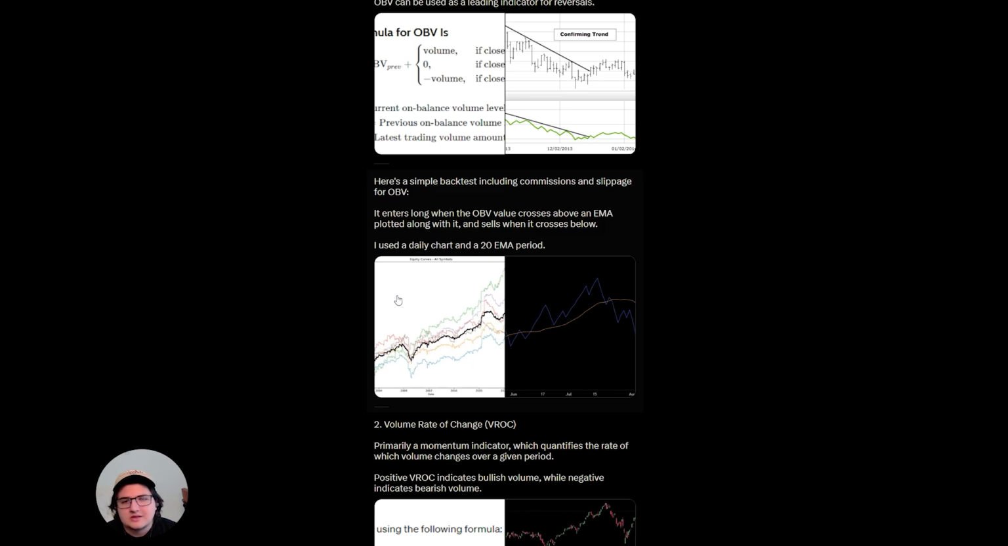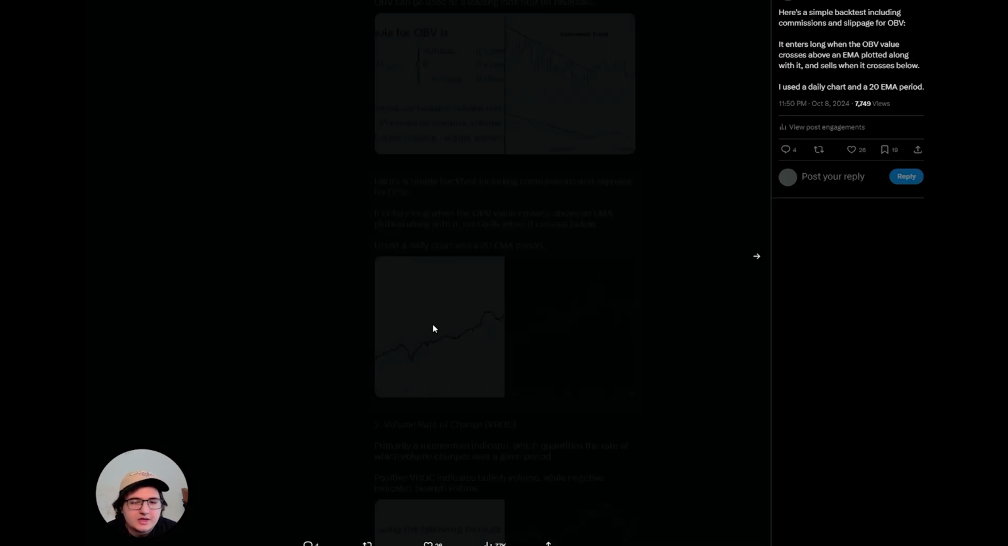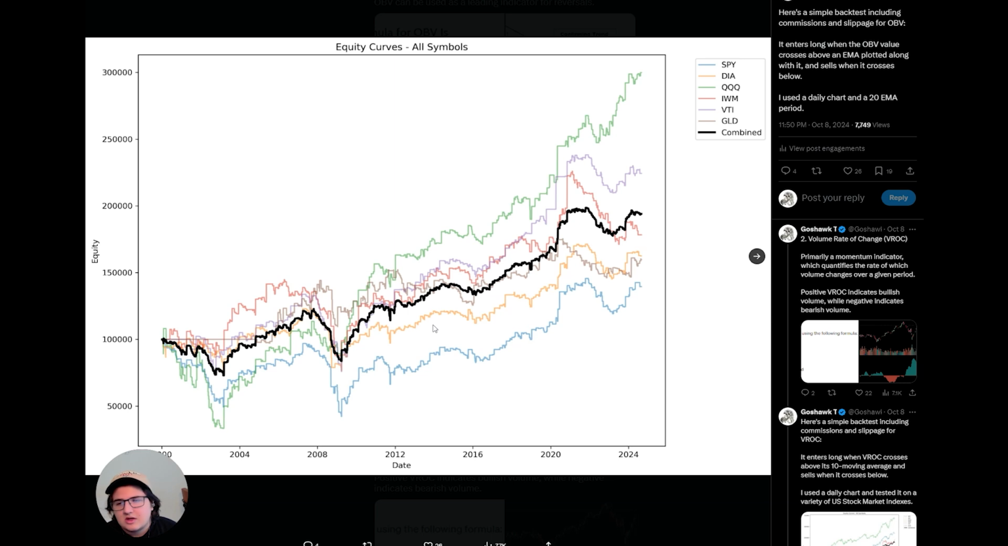Now, here's a simple backtest, including commissions and slippage, for OBV. It enters long when the OBV value crosses above an EMA plotted along with it, and sells when it crosses below. I used a daily chart and a 20 EMA. So as we can see, the results overall are not that amazing. They don't beat buy and hold.